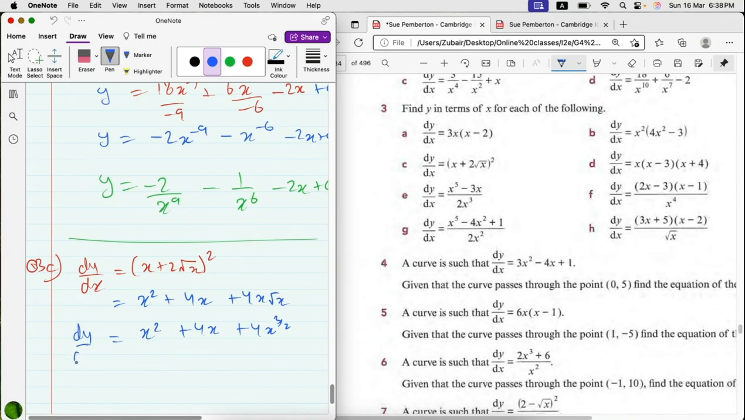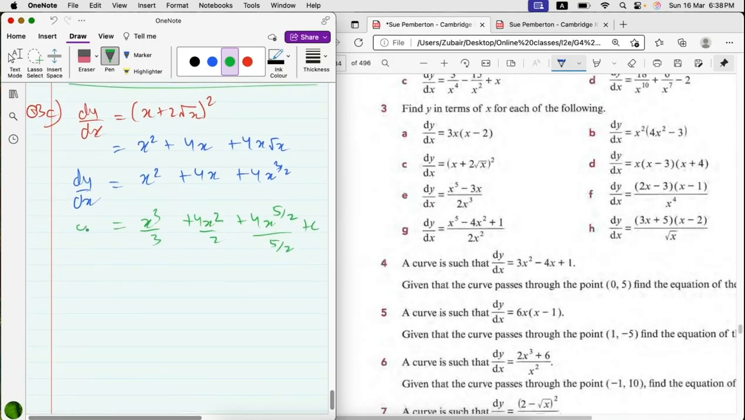Now I will integrate it. x cube over 3 plus 4x square over 2 plus 4x to the power 5 by 2 over 5 by 2 plus c. And now simplification: x cube over 3 plus 2x square plus 8 by 5 x to the power 5 by 2 plus c.